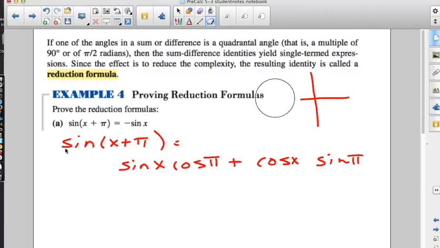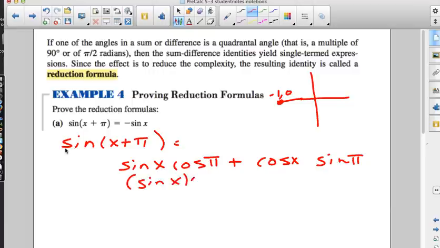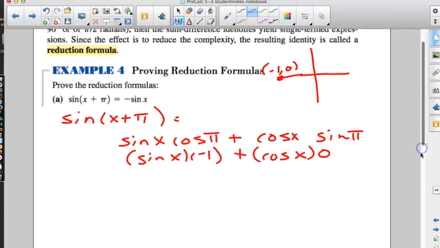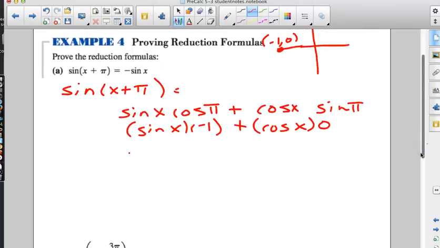I have it backwards. That'll be negative 1, 0 out here. So my cosine of pi is negative 1. So this will be sine of x times negative 1. And my sine is 0. So the second piece of this is going to be totally gone. And if you multiply the sine of x times negative 1, you get negative sine of x. And that's the proof. That's it. Like it says, prove the reduction formulas.